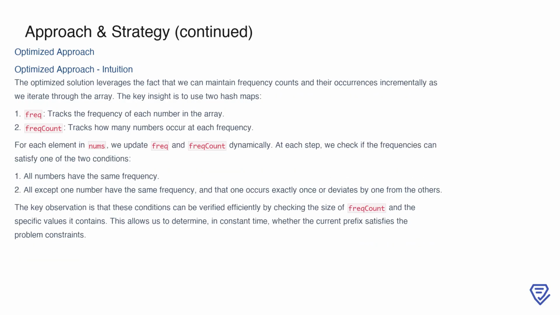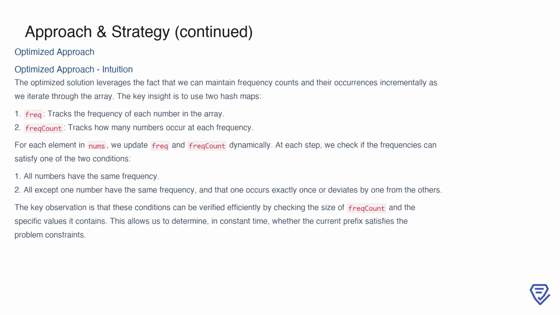A more efficient solution builds on the insight that we can maintain frequency counts dynamically as we iterate through the array. In this optimized approach, we use 2 hash maps. The first, frequency, keeps track of how many times each number appears in the array. The second, frequency count, monitors how many numbers occur at each frequency level. With these 2 data structures, we can update frequency information incrementally for each new array element.